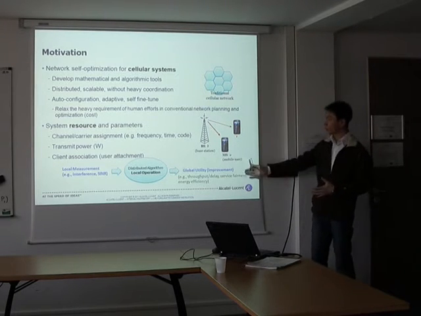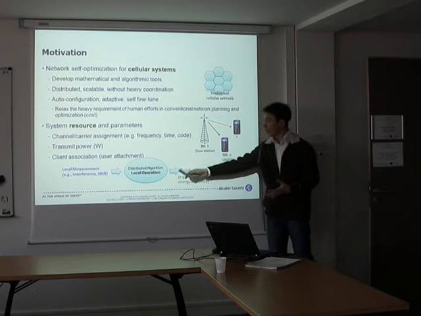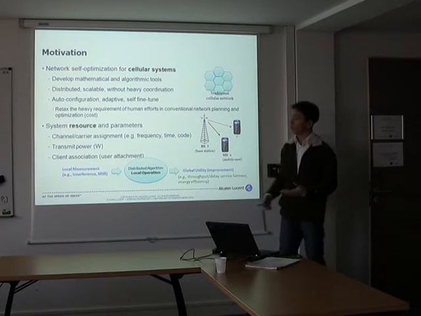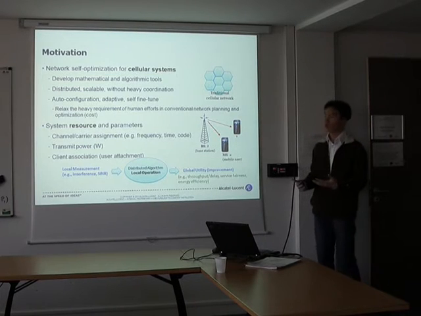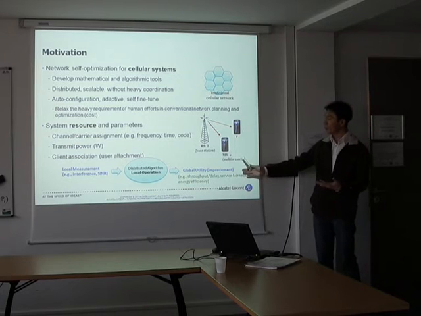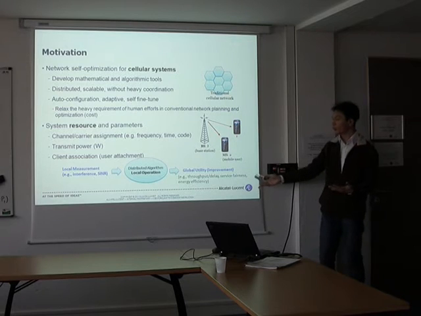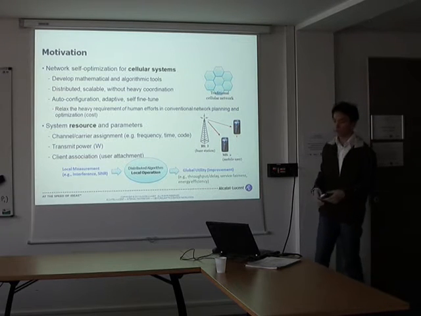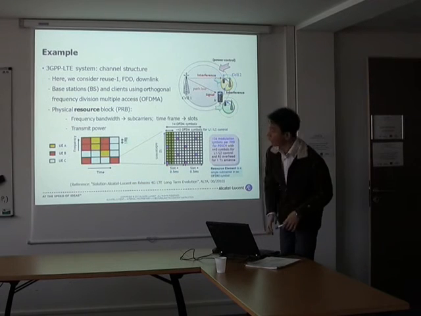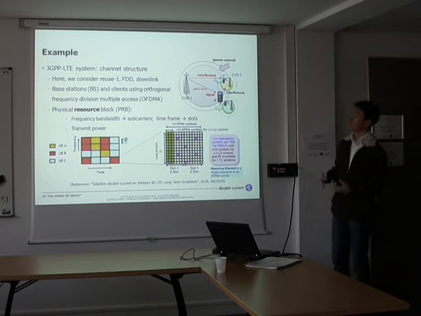So the general picture is that you would like to have some distributed algorithm conduct local operations. The input is some local measurement, in terms of interference and SNR, and then the output will be some global utility optimization, in terms of, for example, throughput, delay, fairness, or energy efficiency. So this is the general theme of the work. And this is one of the examples of the system we have to deal with.